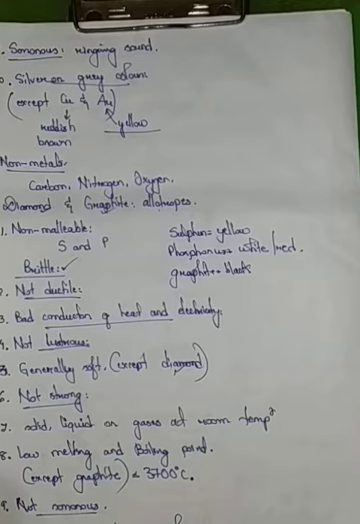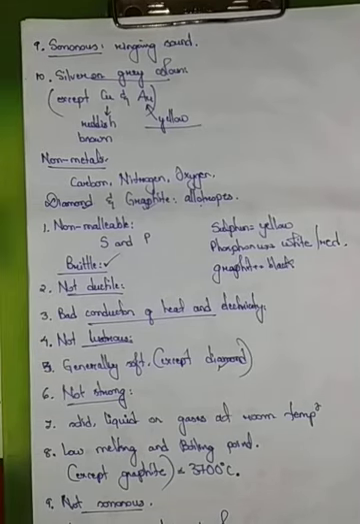Though non-metals are smaller in number as compared to metals, they play a very important role in our daily life. In fact, life would not have been possible without the presence of non-metals on this earth. For example, carbon, which we have studied in the previous chapter. Carbon compounds like proteins, fats, carbohydrates, vitamins, and enzymes are all essential for the growth and development of living beings.